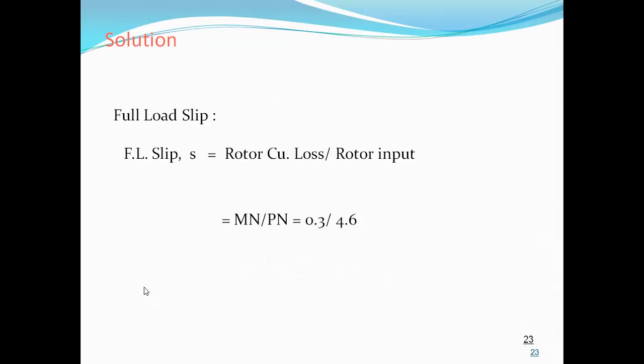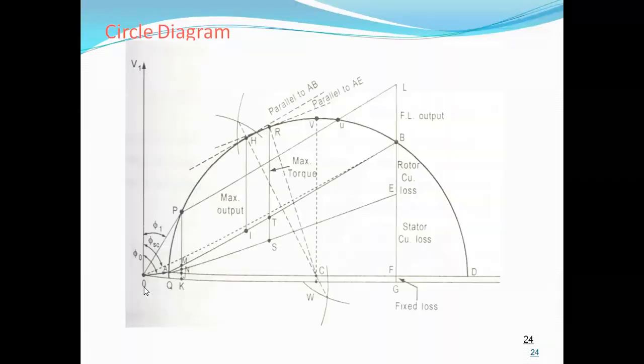So slip S is equal to MN by PN. So that is 0.3 by 4.6, which is nothing but 0.065. That is equal to 6.5 percent. So this is how we can get these values.